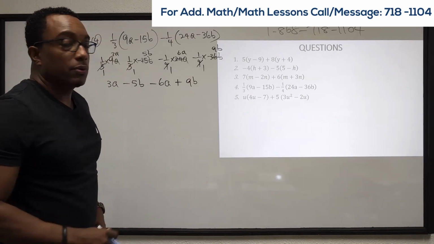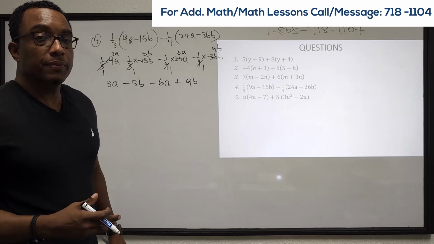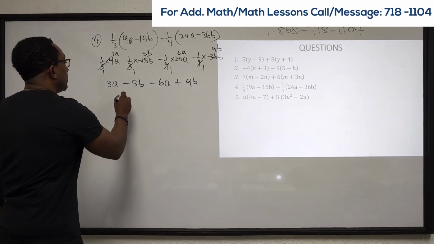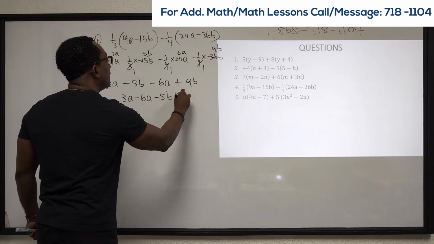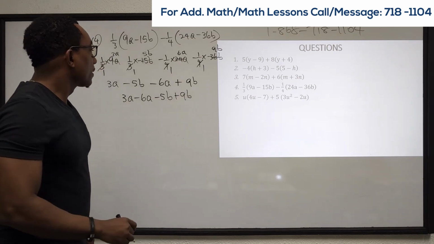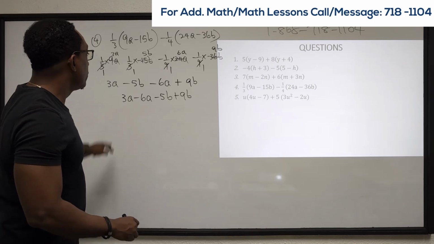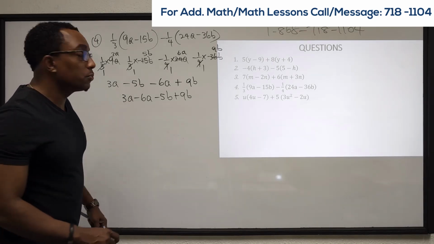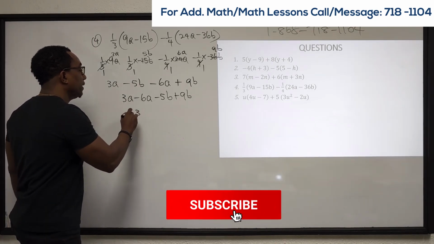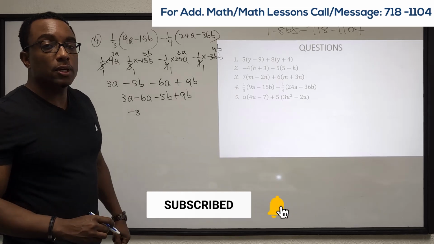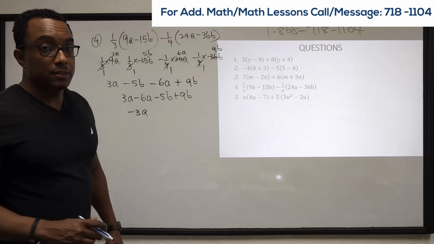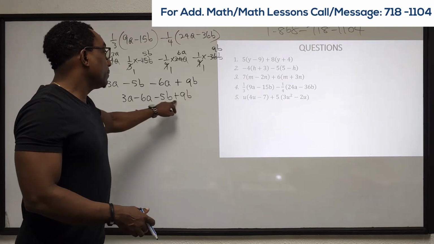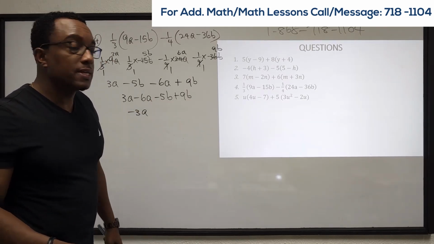At that point, in order for us to further simplify, we're going to group like terms. So this will be 3a minus 6a minus 5b plus 9b. So 3a minus 6a, we know when the signs are different, we subtract the two natural numbers. 3 from 6 is 3, and the sign of the larger natural number controls your 3 to maintain your variable and power. Negative 3a.